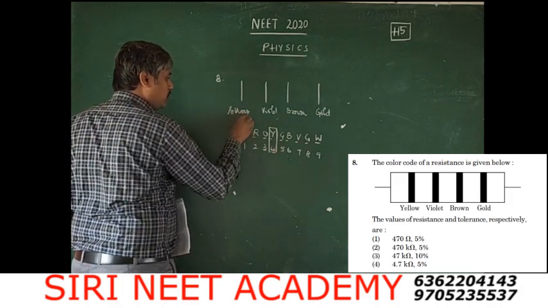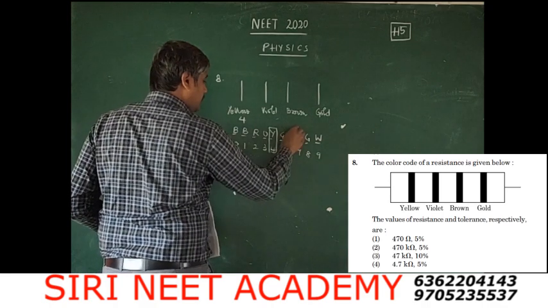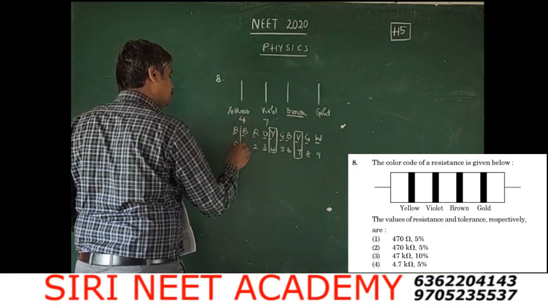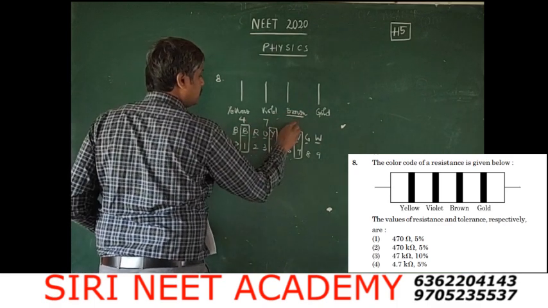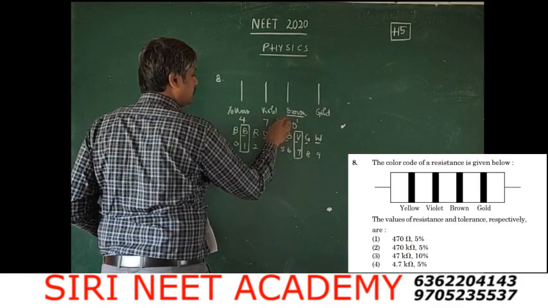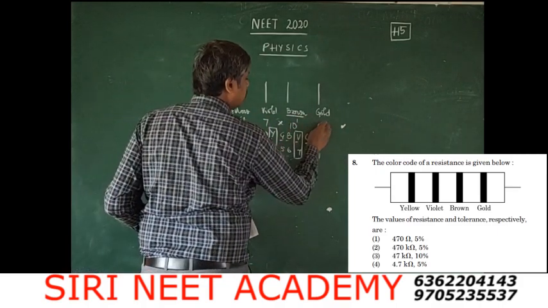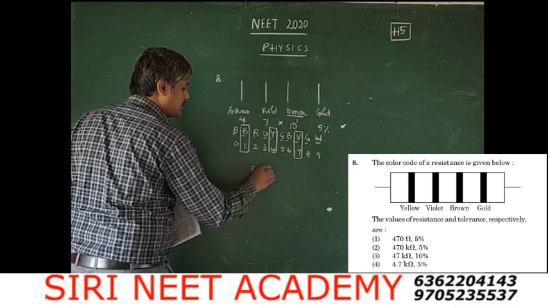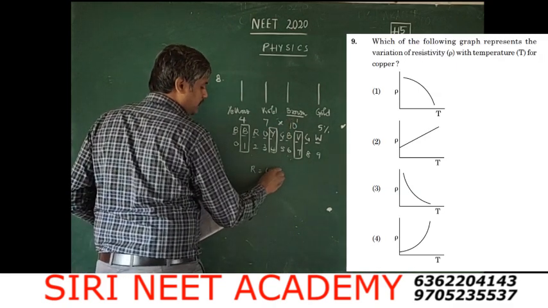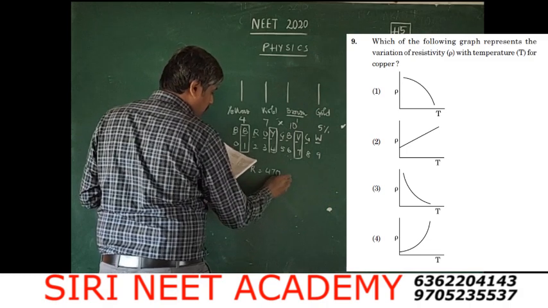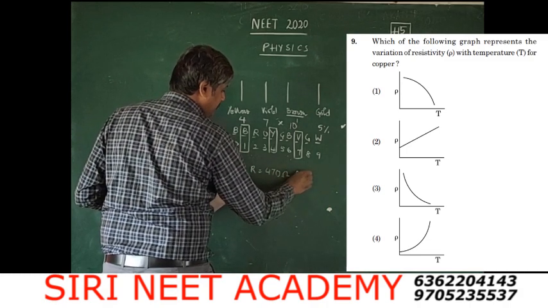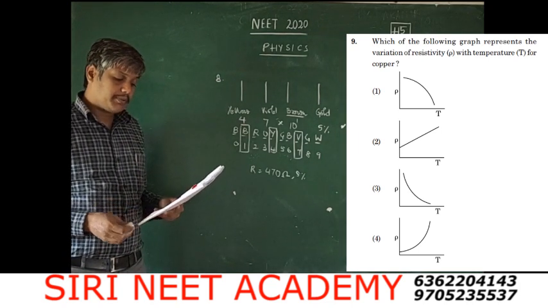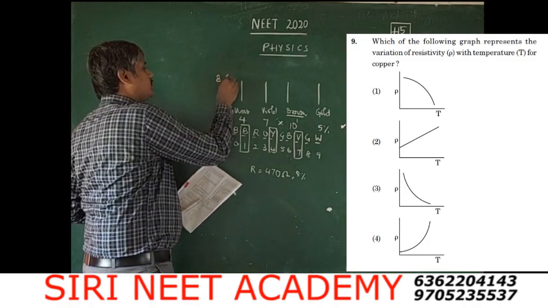Yellow 4, violet 7, and brown 1, that is 10 to the power 1, gold tolerance 5%. So the resistance is 47 into 10 power 1, that is 470 ohm, and tolerance is 5%. The option corresponding to this answer is first.